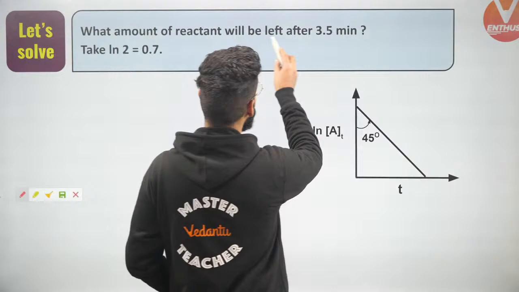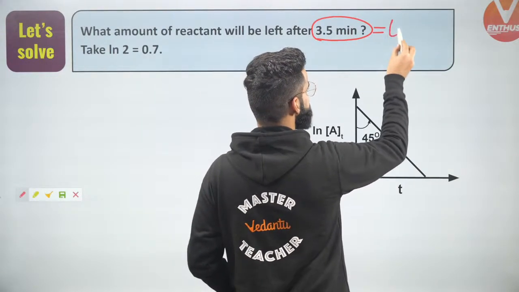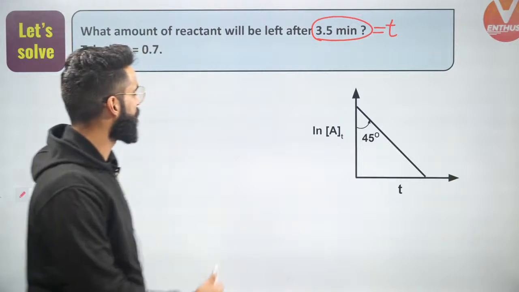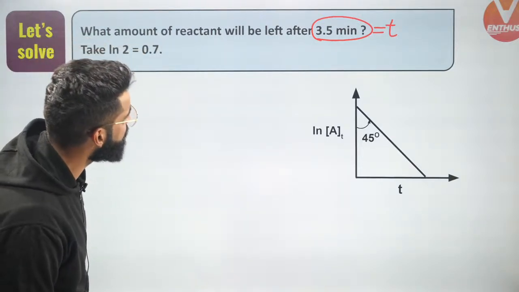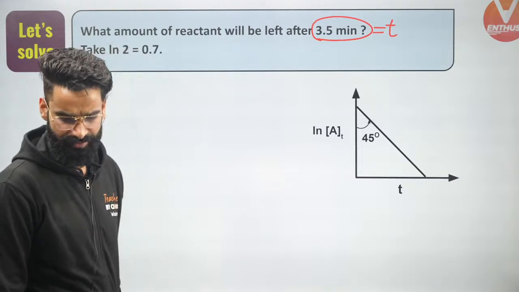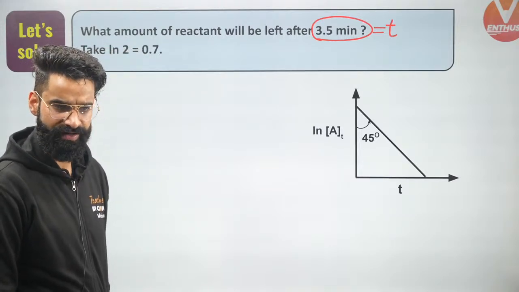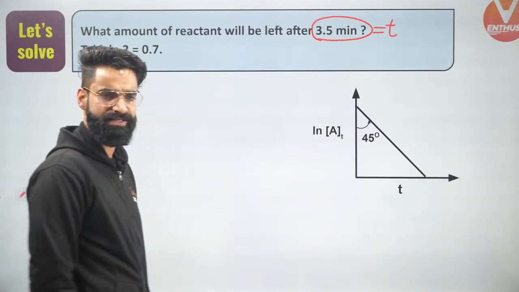What amount of reactant will be left after 3.5 minutes? That means the time T is given to me as 3.5 minutes. I need to check what amount of reactant will be left after 3.5 minutes, okay? And this is the curve which is given for a first order reaction. The curve is given to me as ln of At versus T.